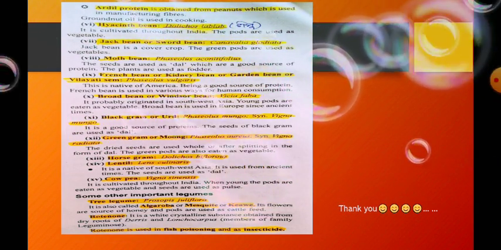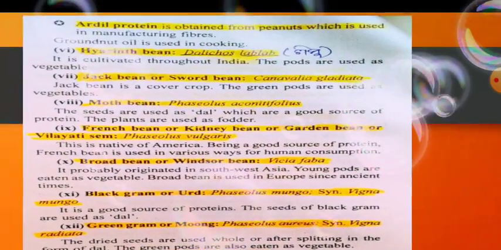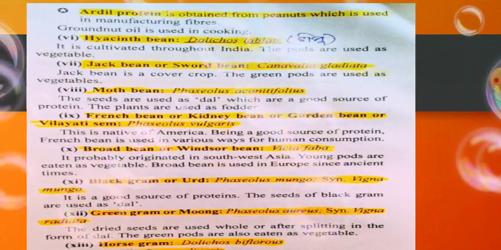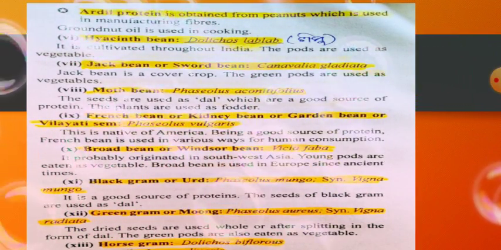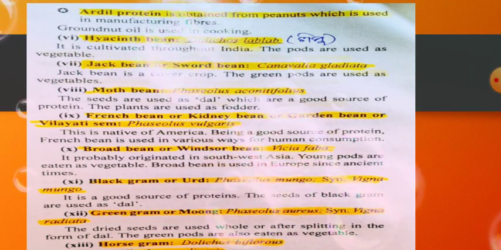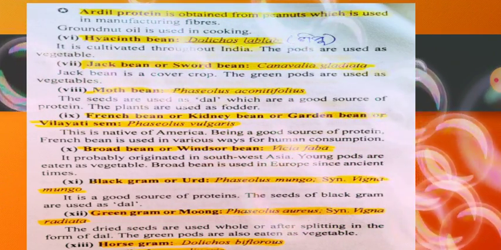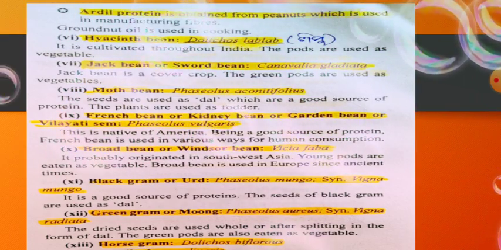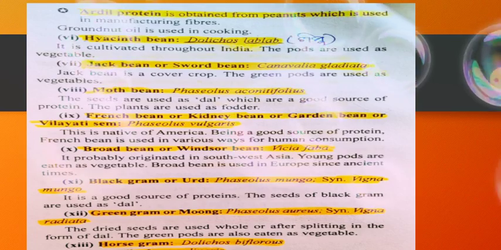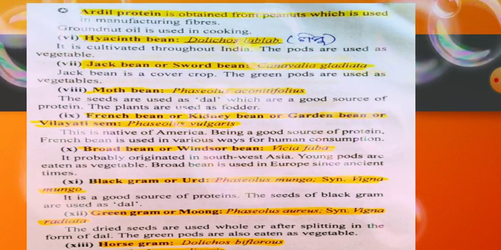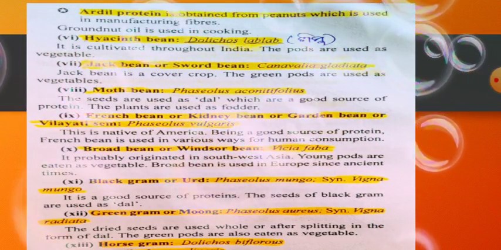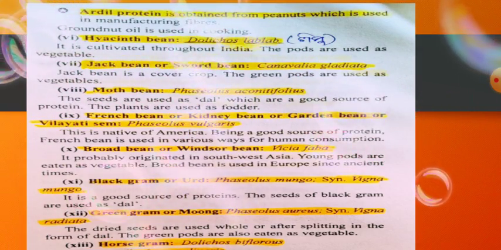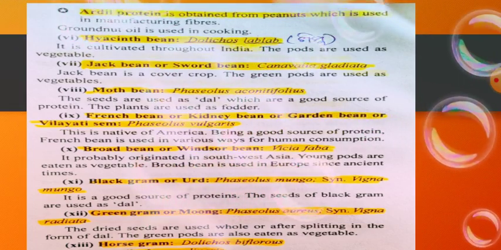Then the hyacinth bean, which we normally call seam. Its local name is seam, and its scientific name is Dolichos lablab. It is cultivated throughout India, and the pods are used as a vegetable. Then comes the jack bean or the sword bean, Canavalia gladiata, which is a cover crop, and the green pods are used as a vegetable.